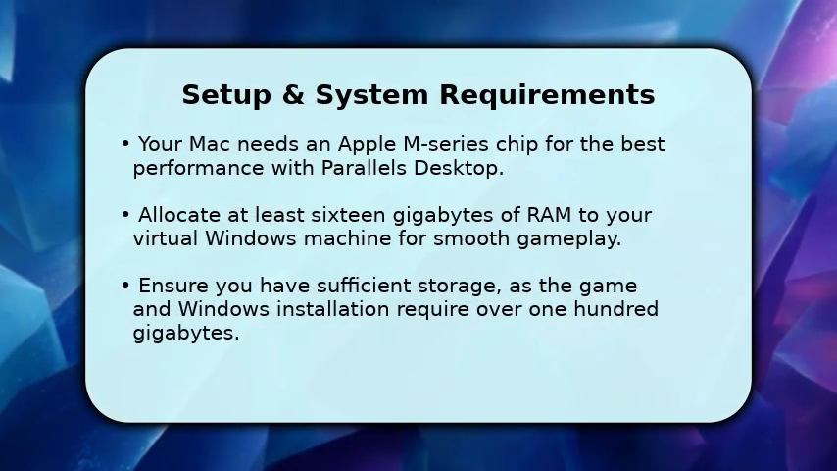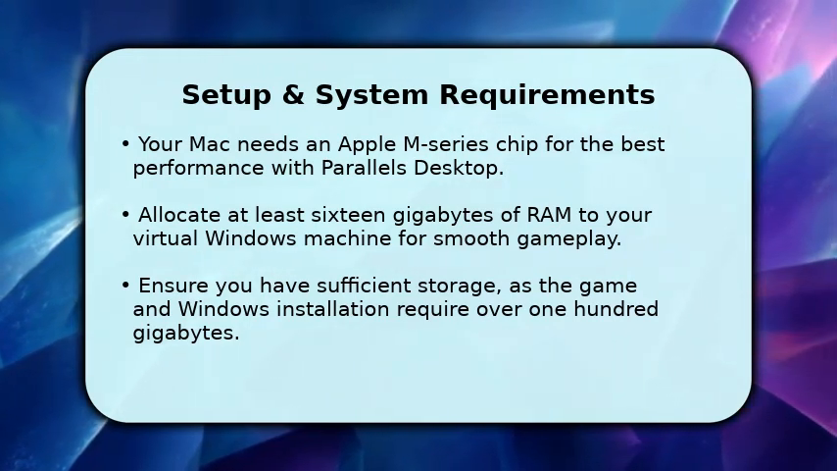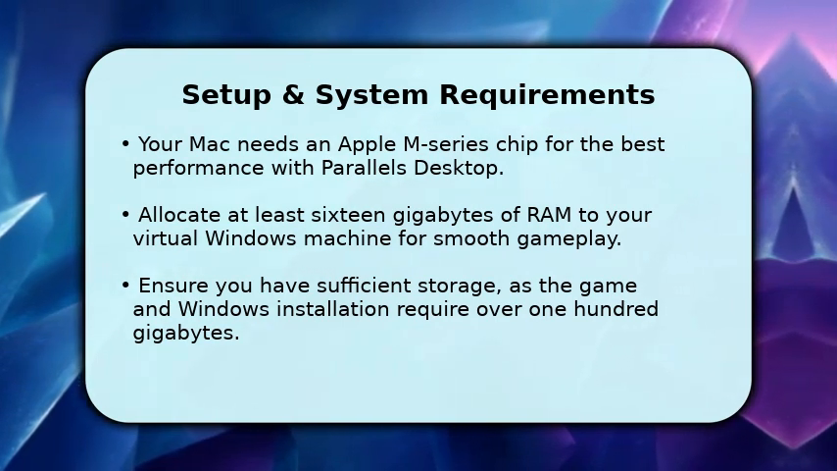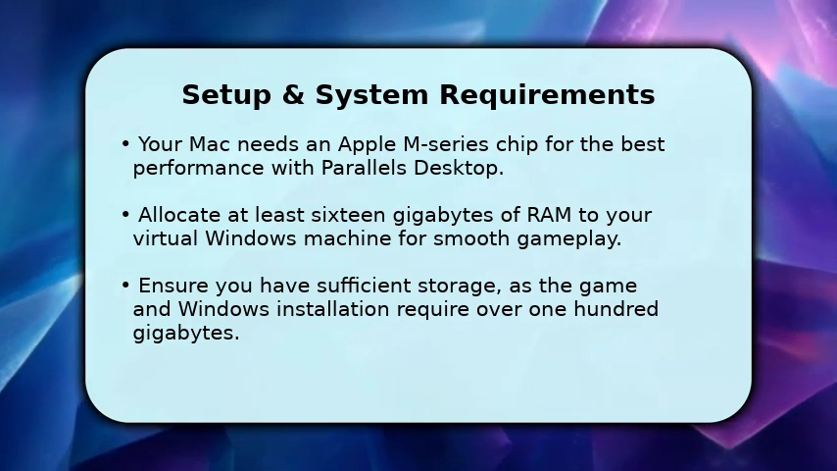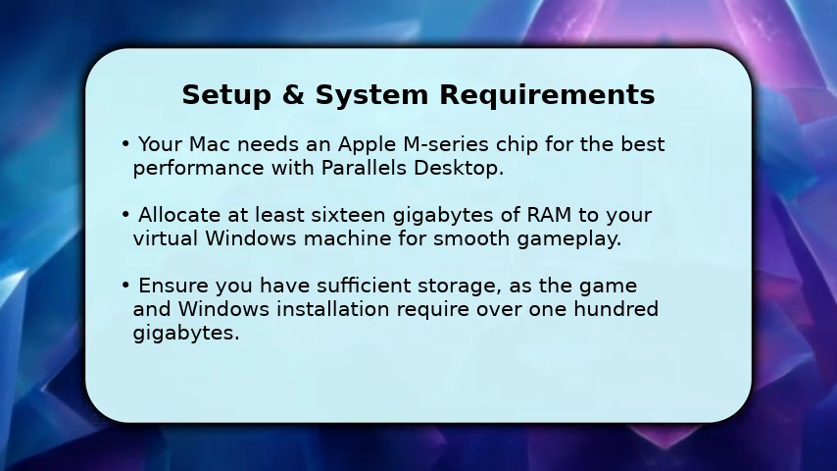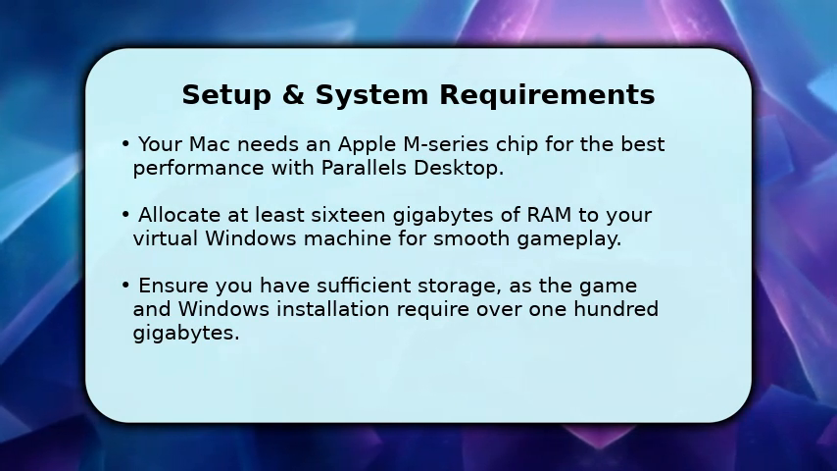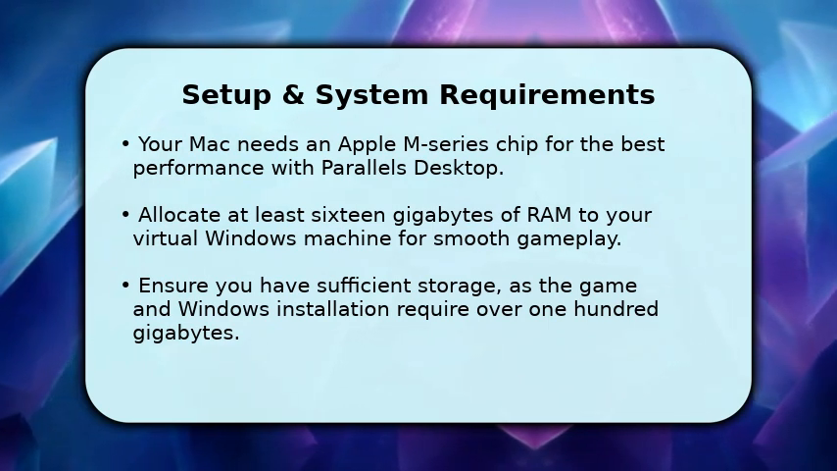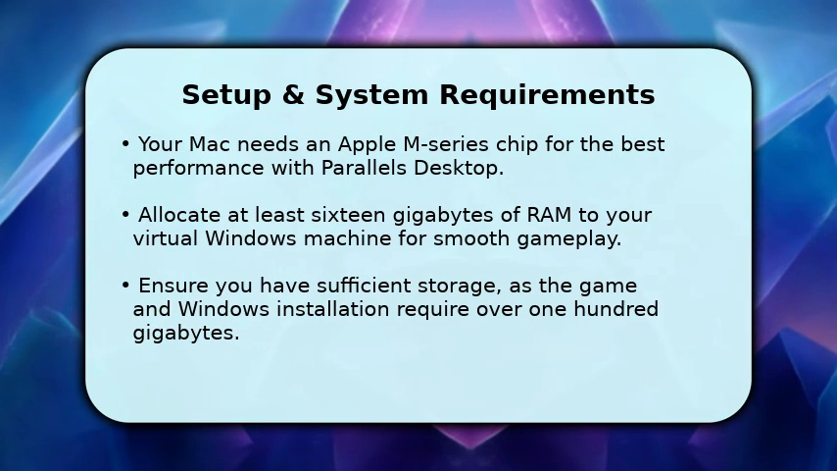To get started, you'll need a Mac with an Apple M-series chip, such as an M1, M2, or M3 for optimal performance. Install Parallels Desktop, and then a copy of Windows for ARM within it. When configuring your virtual machine, it's crucial to allocate at least 16 gigabytes of RAM and a significant portion of your Mac's storage. This setup ensures Windows and Cyberpunk 2077 have the resources needed to run efficiently, providing a much better gaming experience.